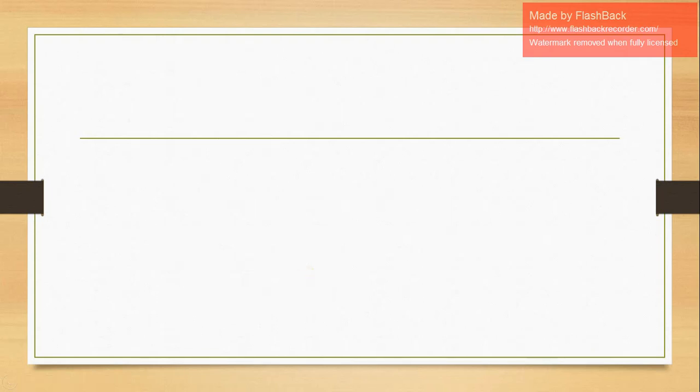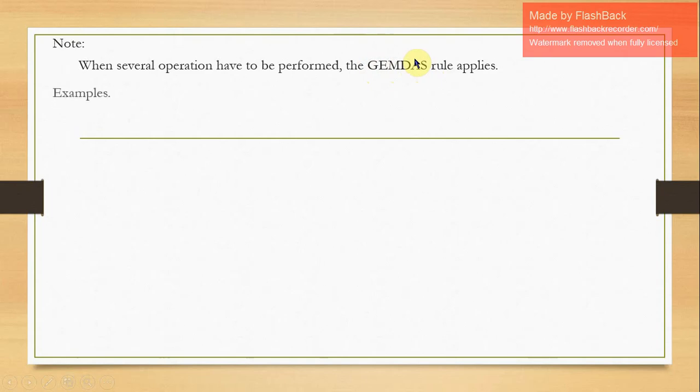Naulit lang siya. Note. Take note of this. When several operations have to be performed, the GEMDAS rules apply. So, what is the meaning of GEMDAS? The G represents grouping symbols. So, I repeat, G means grouping symbols. E represents exponent. M represents multiplication. D represents division. A represents addition. And S represents subtraction. So, let's have an example for this.